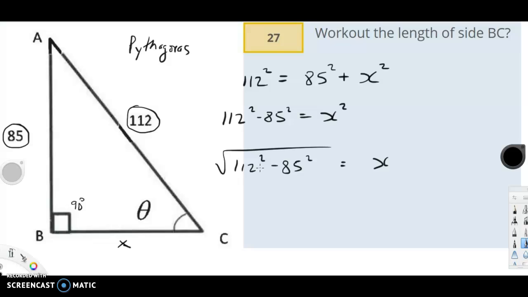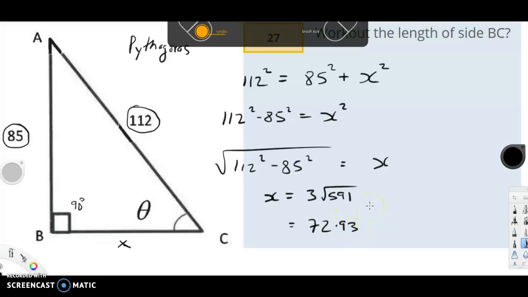So calculator, square root key, 112 squared minus 85 squared. That should all be underneath the root. And I get 3 root 51, which is the fancy way of saying it, I suppose. 3 times root 591. Convert that to decimal, and X equals 72.931. So around 2 decimal places is fairly reasonable.